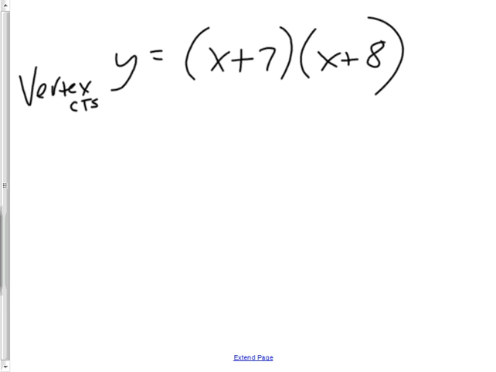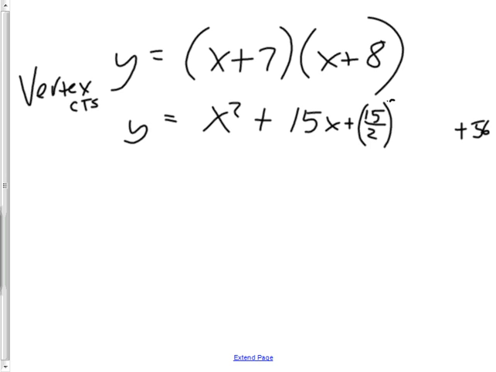Hold on. So we are going to first multiply this puppy out. X squared plus 15x plus 56. Are you with me so far? Next, we have to move the 56 over and do half n squared. So this 56 goes over here. And half n squared means I do half of 15, 15 halves, and then I square it. And if I have a positive one of those, I also have a negative one of those.